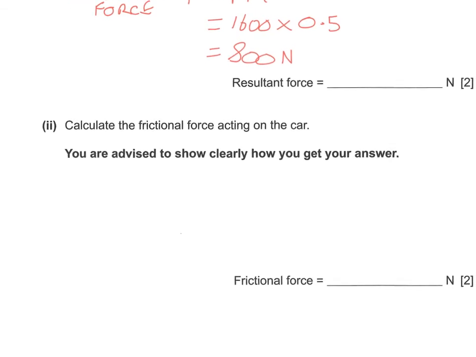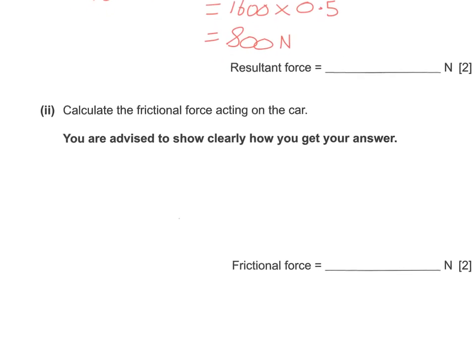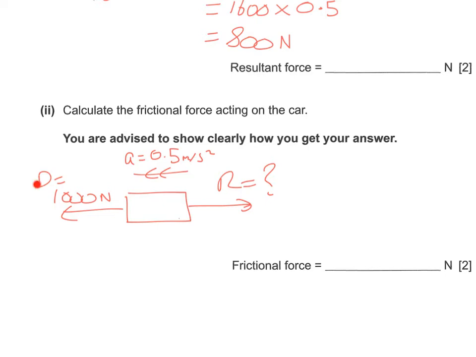It says then calculate the frictional force on the car. So we should really represent the forces on the car in some kind of diagram here. So we have an object accelerating, we've got this driving force of 1000 newtons, we've got some resistance force, which is the friction, that we don't know, but we know that the resultant force is 800. So the resultant force in the direction of A here, which is the forward resultant force, is d minus r. And we already know that that equals 800 newtons from the F equals ma calculation.